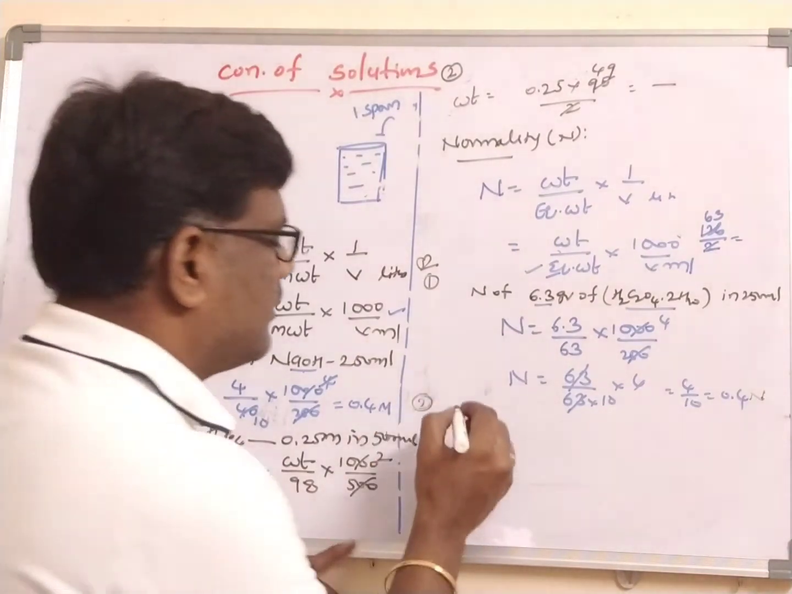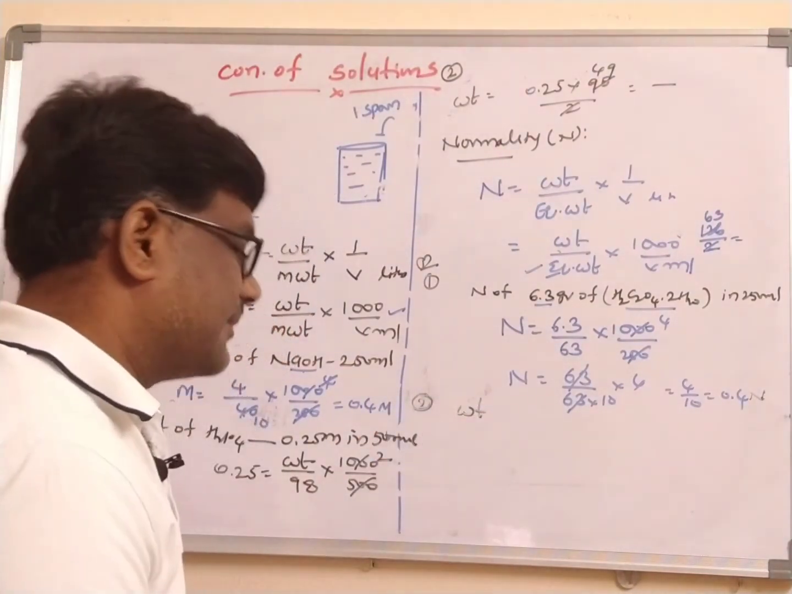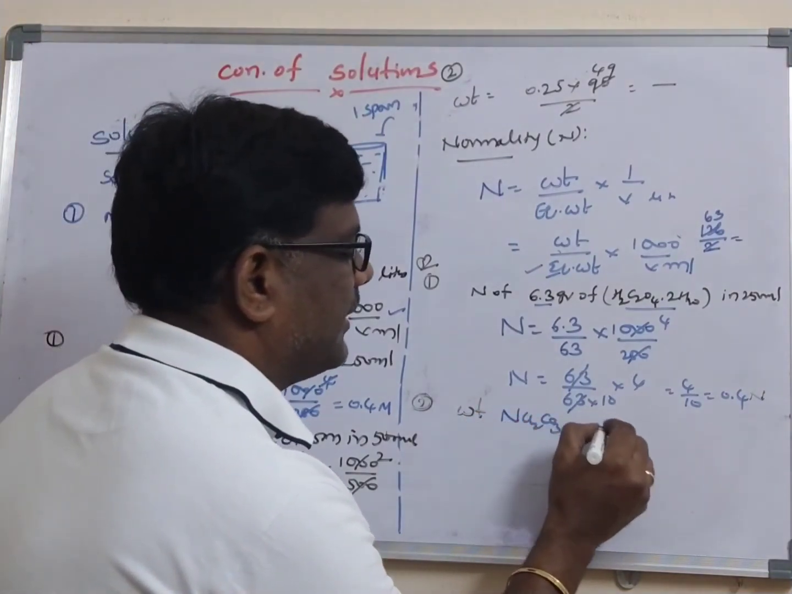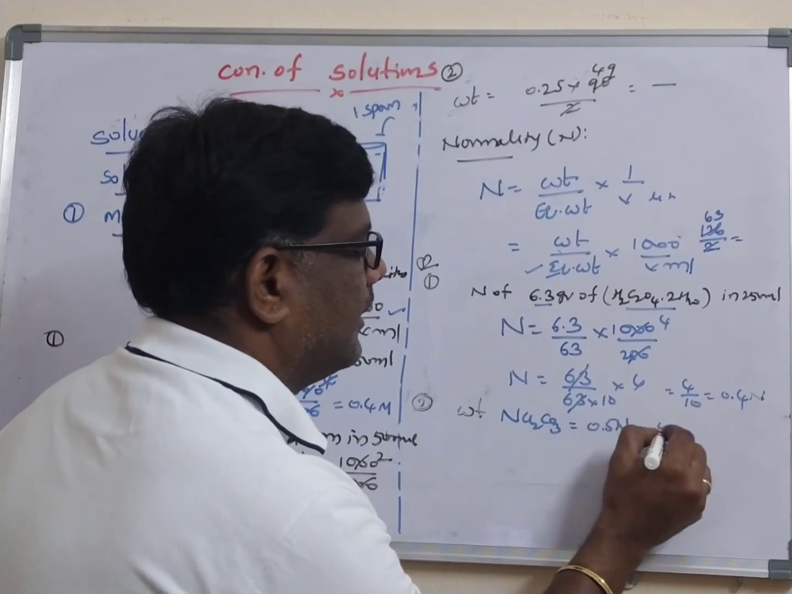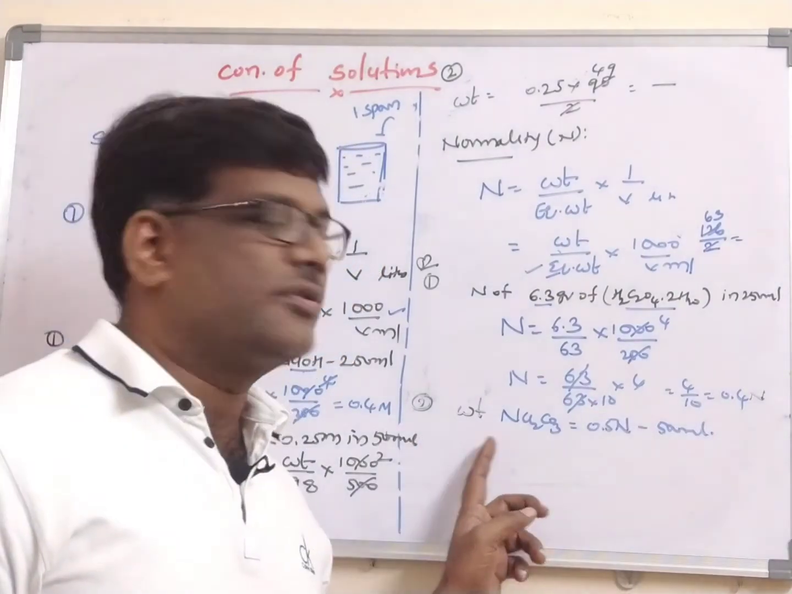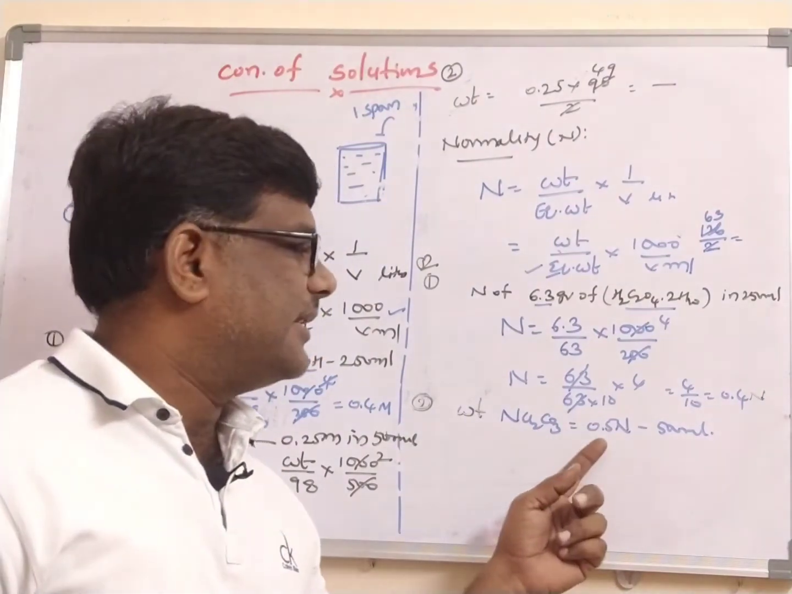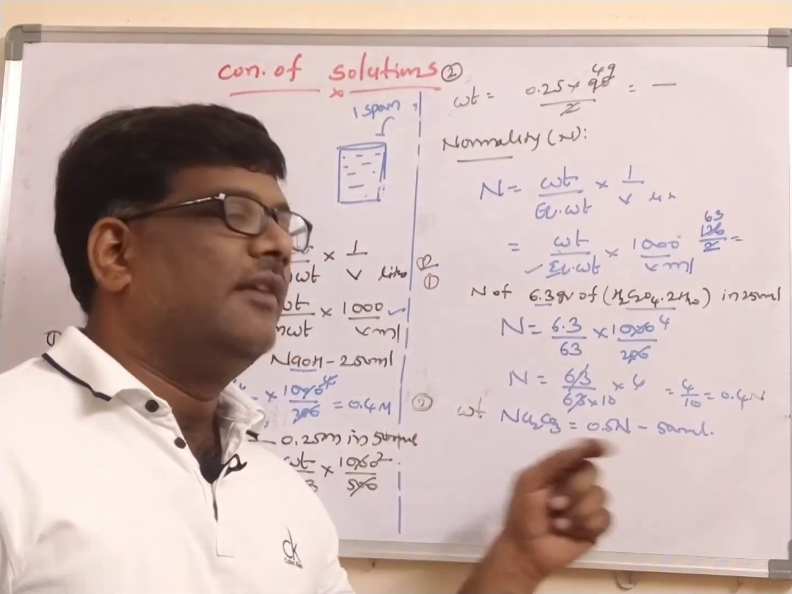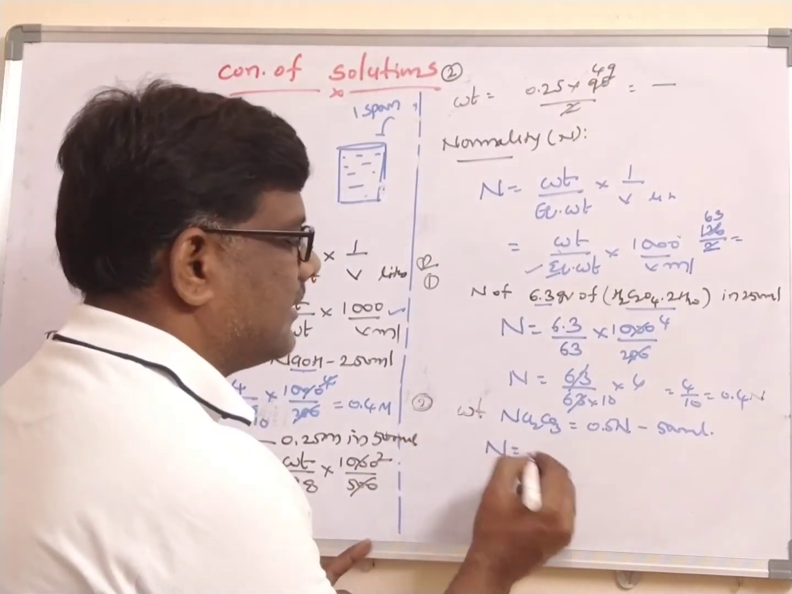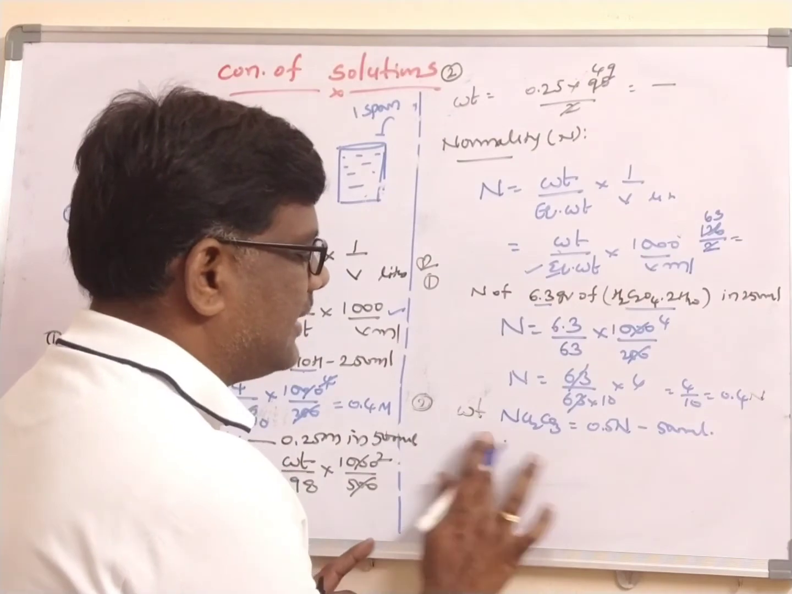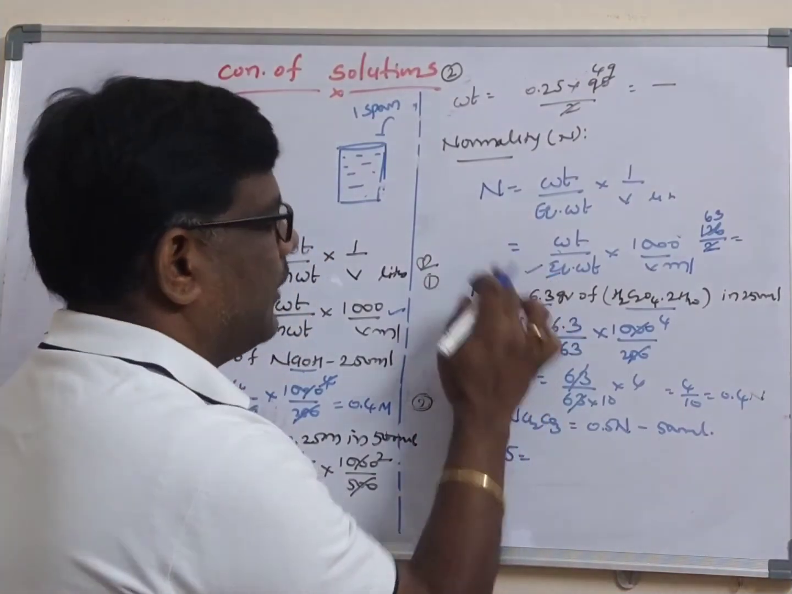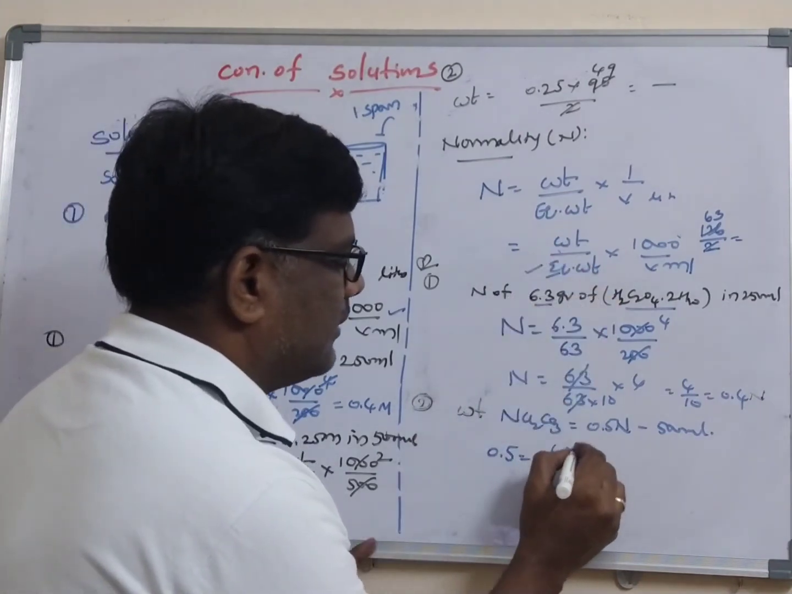Second problem: calculate the weight of the sodium carbonate required to prepare 0.5 N normality in 500 ml solution. Once again, calculate the weight of sodium carbonate required to prepare 0.5 N solution present in 500 ml. Same formula: normality is equal to weight divided by equivalent weight into 1000 by V. The normality is given, N is equal to 0.5, and the weight you have to calculate.